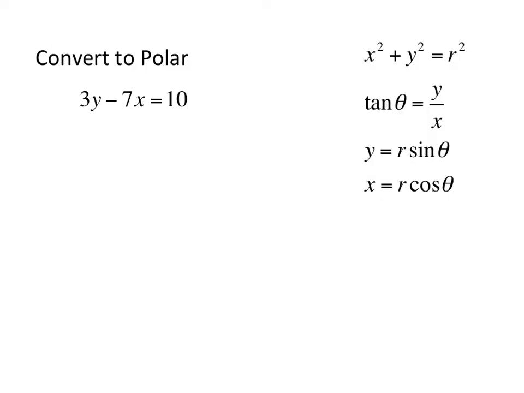Okay, for my next example, I've got 3y minus 7x equals 10. So in this problem, I don't have x squareds or y squareds. I don't have y divided by x. So the ones I'm going to be looking at are y equals r sine of theta and x equals r cosine of theta. Whenever I see a y, I can replace that with r sine. So this y here is going to get replaced. And whenever I see x, I can replace that with r cosine.